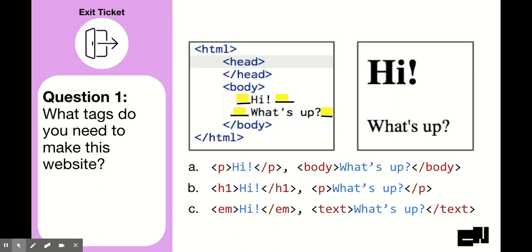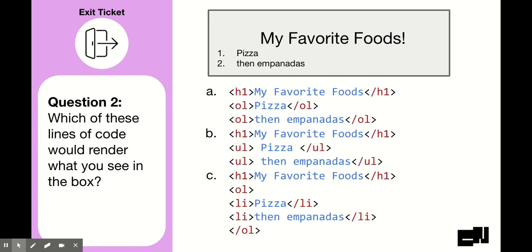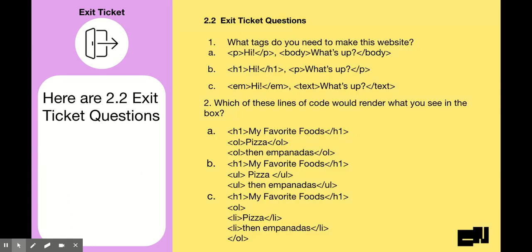After you finish your independent practice, please make sure you are answering the exit ticket questions. Here's question 1. Here's question 2. Here are all the questions, and this can be found in Google Classroom. After that, you are done for this day, and please come check out lesson 2.3 tomorrow.